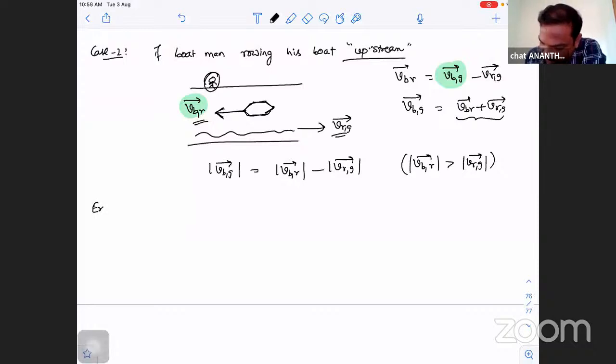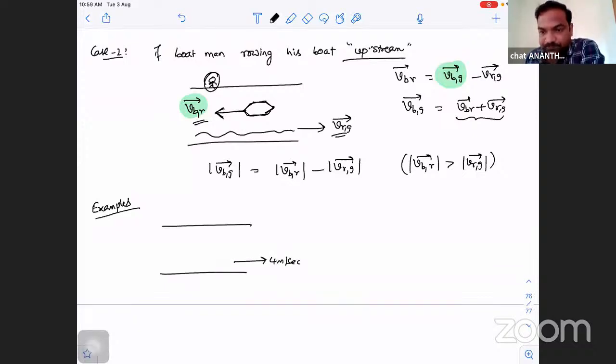Let us go with some examples of these two, upstream and downstream. Suppose the river is flowing with 4 meters per second. Let us say one boatman is rowing his boat at 10 meters per second in the same direction. Then what is the velocity as seen by the person on the ground? 14. You have to add. That is the meaning of downstream. It's a very easy one.